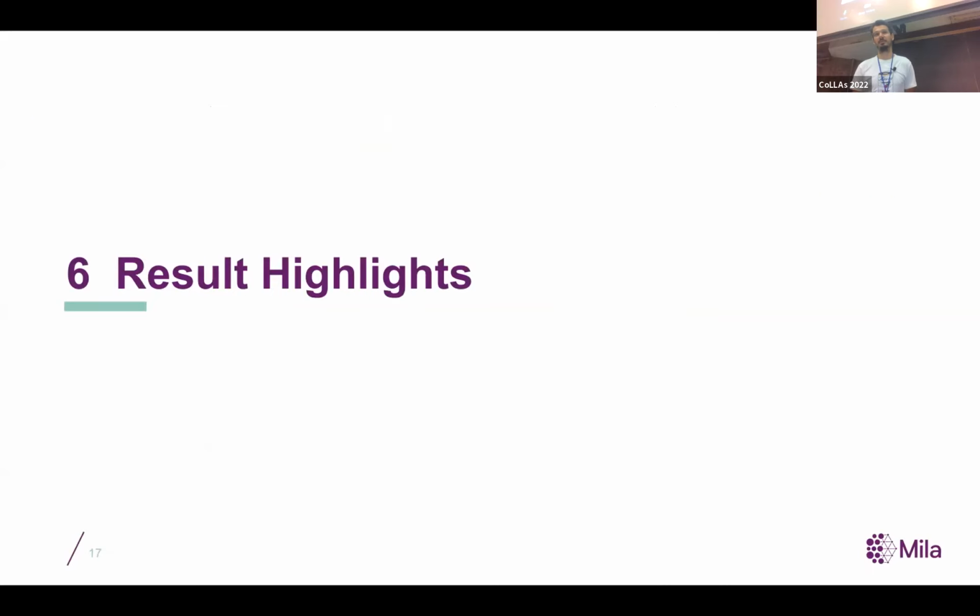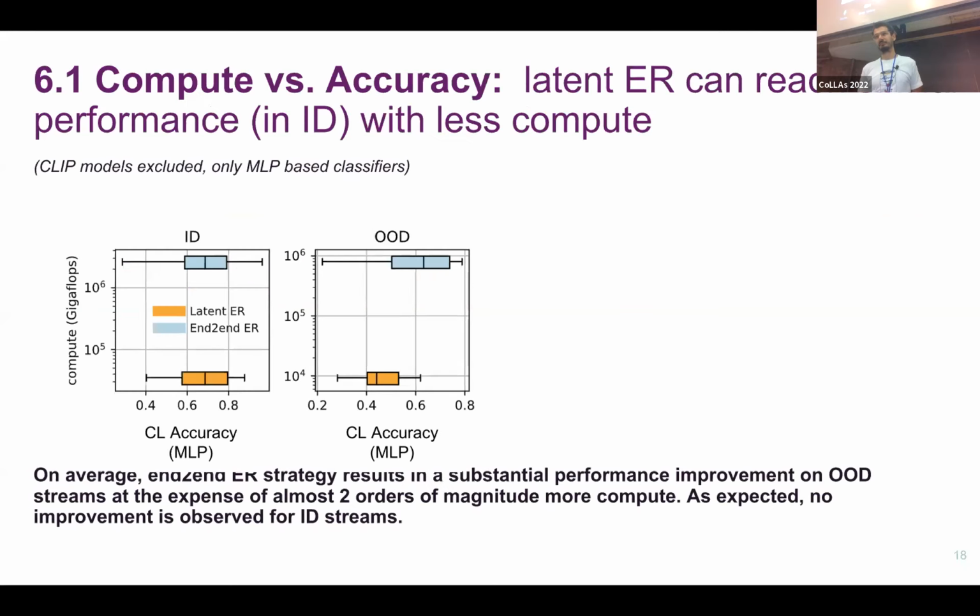Now I would like to talk about a subset of our experiments. First, the biggest advantage of doing latent continual learning is the compute, but the disadvantage is the reduced flexibility of the model because you're fixing the feature extractor. So there is this trade-off between compute and accuracy. In this plot, we present a consolidated view of this trade-off, where we compare latent ER, which is in orange, and end-to-end ER, which is in blue. We show that in the in-distribution situation, there is basically no difference between these two regimes. And in the out-of-distribution situation, end-to-end fine-tuning with raw data replay works better, as expected.